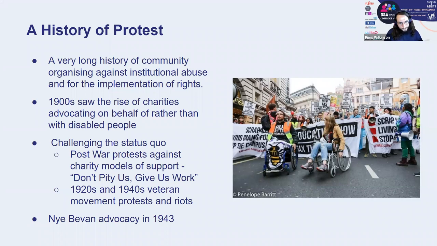But unfortunately, in the 1940s, when bills were going through Parliament to support these ex-service people, these disabled people, into having the right to have a job, into accessing society, to accessing education, Nye Bevan, who some of you may know as quote-unquote the founder of the NHS, had to stand up and advocate on behalf of all disabled people, stating that the measures within these bills have to apply to all disabled people and not just ex-servicemen.